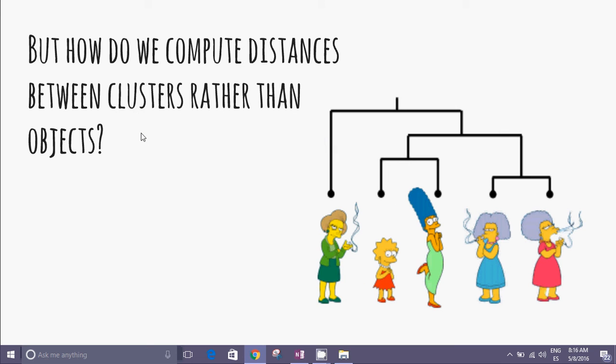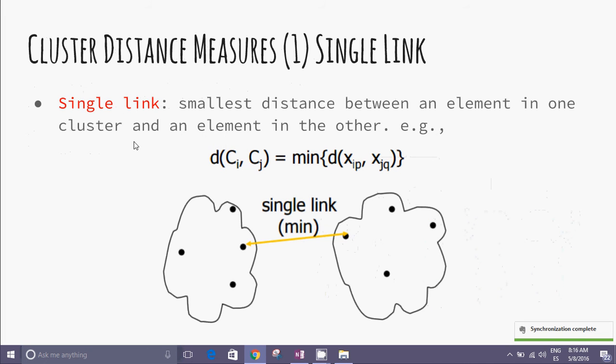But how to compute distances between clusters rather than objects? We have the distance matrix, but distance between clusters? We have measures for cluster distance. The first is the single link. It is the smallest distance between an element in one cluster and an element in the other cluster. We compute all the distances, we select the minimal.